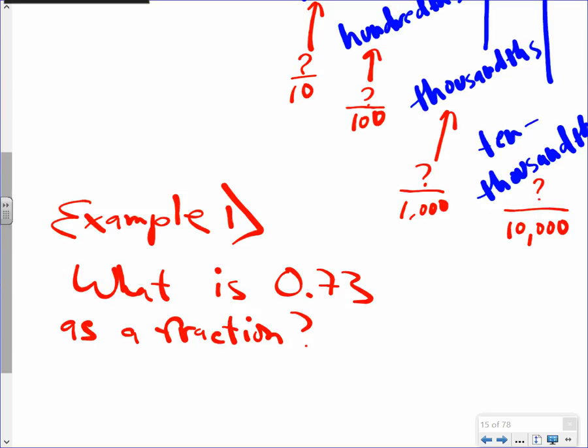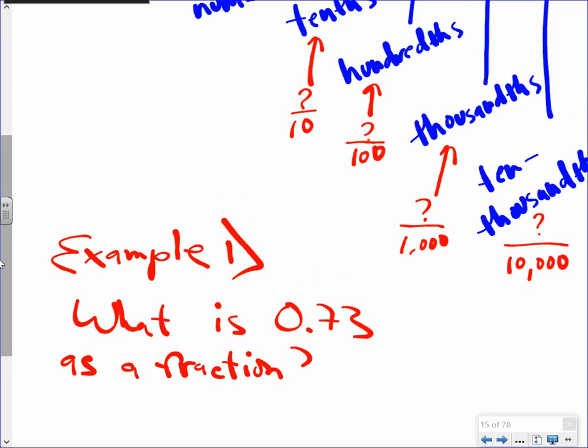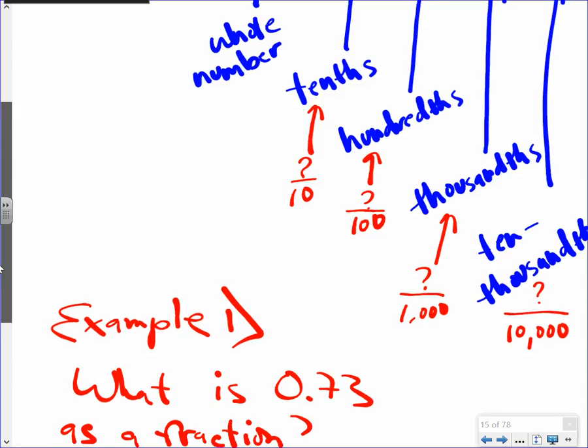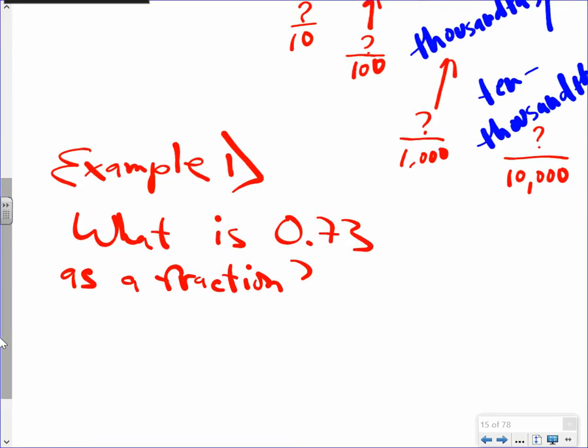So watch this now. 0.73 is like a code language for a fraction. All you got to do is look at the last number to the right and look at what decimal place it's in. Notice it's in the second decimal place, which would be the hundredths. So if I want to make a decimal into a fraction, look at what I'm going to do. I'll just write 73.